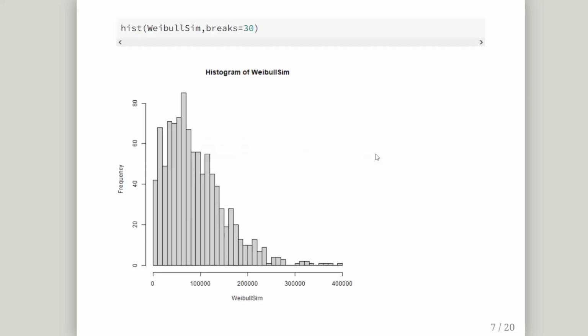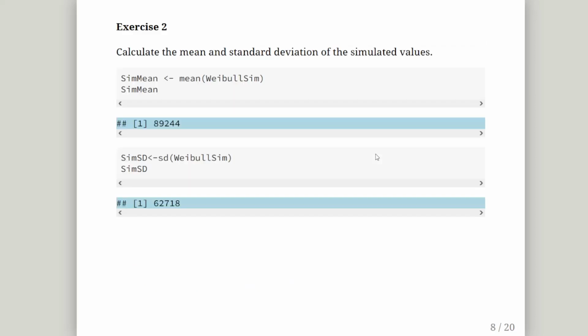So that's a quick histogram of what we've just created. I've gone a little bit early with regard to the histograms because it's good to actually plot this out and get a look at what we're doing. So hist of Weibull sim and breaks equals 30. I could have gone breaks equals 50 there just to get a general sense of the plot. And now that I think of it, there is a correspondence or similarity in terms of shape between that and the lognormal distribution. We'll see that shortly. Anyway, calculate the mean and the standard deviation of the simulated values.